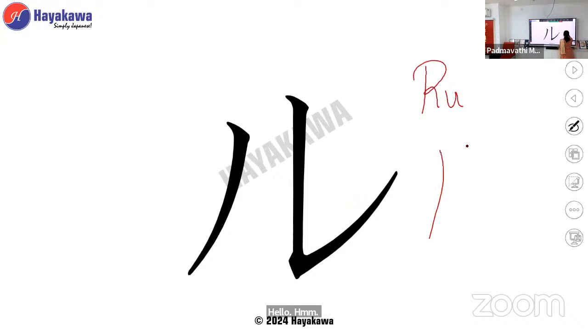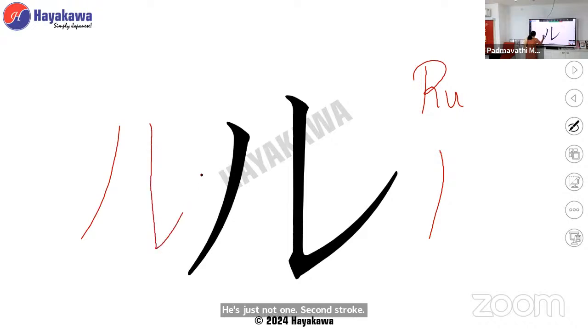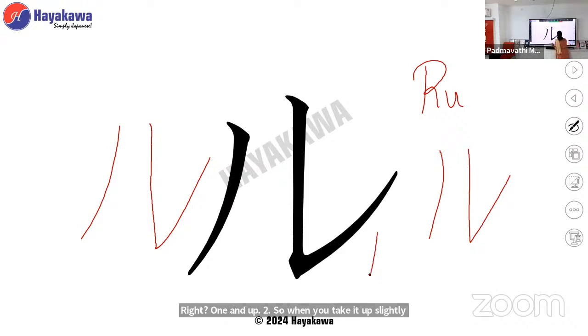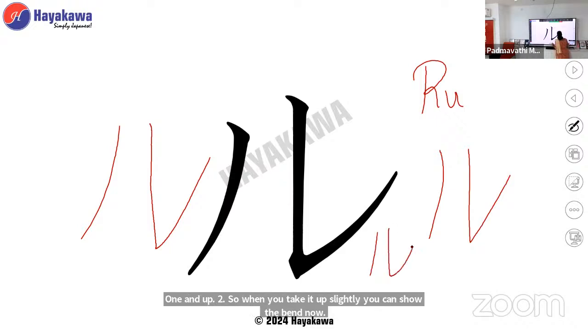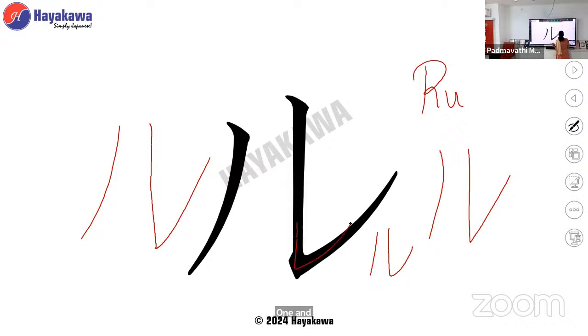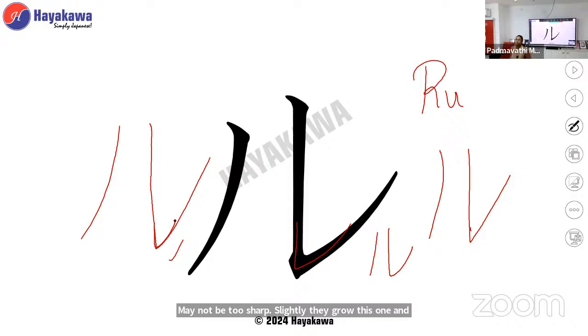So first stroke is just 1. Second stroke, 1 and 2. Right? 1 and up, 2. So when you take it up slightly, you can show the bend, 1 and 2. This is also okay. Need not be too sharp. Slightly like this. 1 and slightly the bend and you can take it up. This is ru.